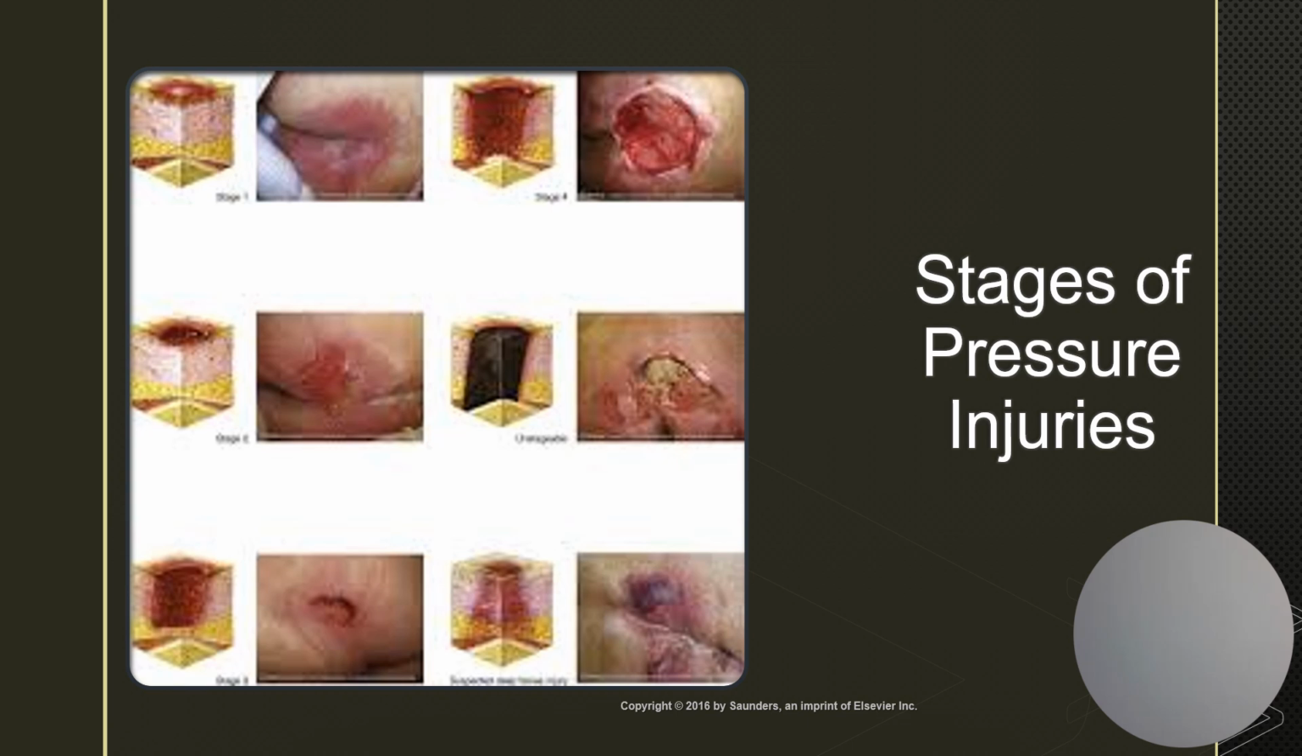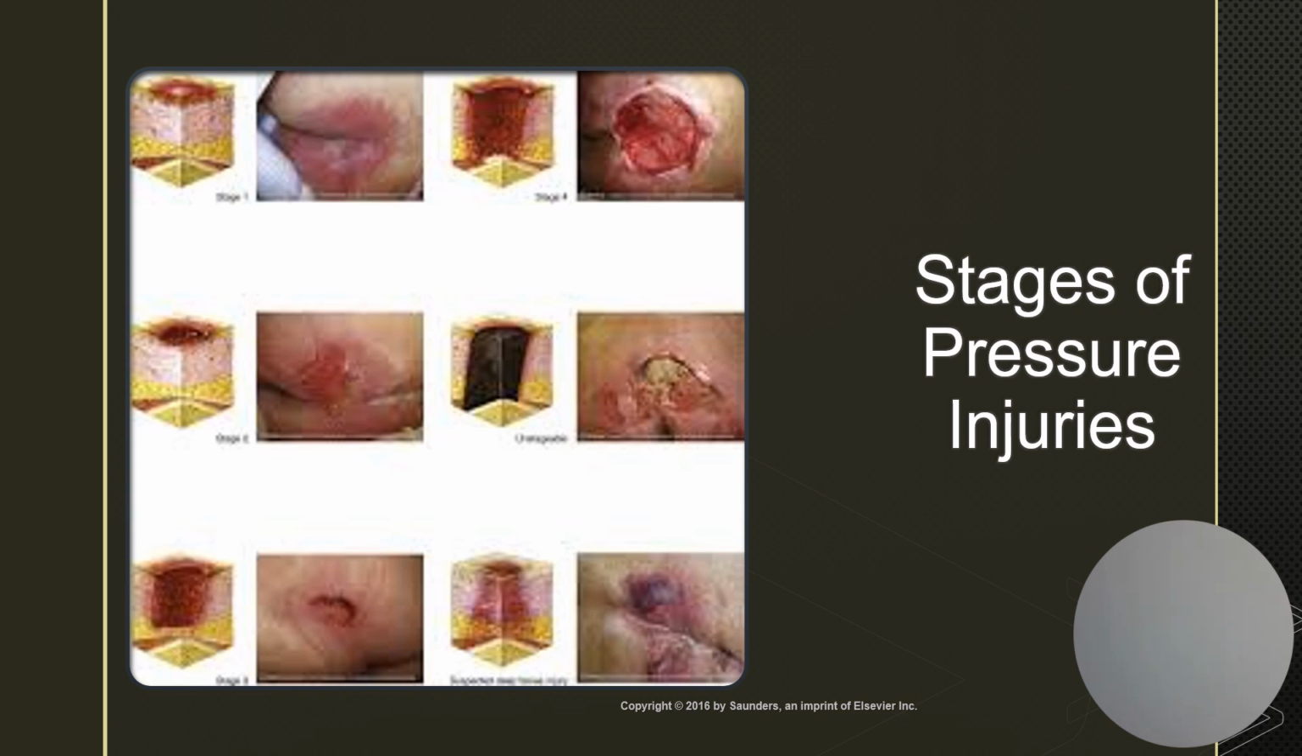Stage 1 pressure injury. This is only erythema. Erythema that does not blanch when you press it. In other words, it does not turn white when you push on it. That is a stage 1. The coloration may be red to a dusky blue. If you look at the picture in the upper left, this is a stage 1.